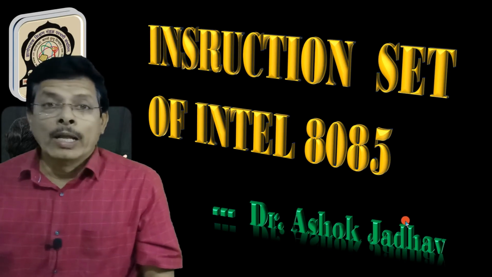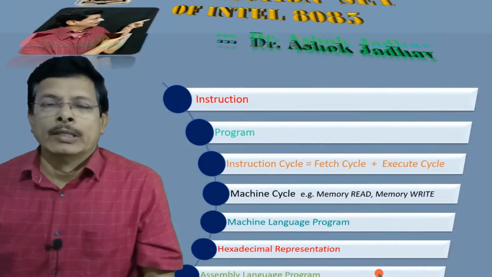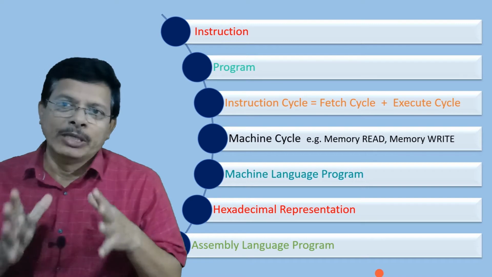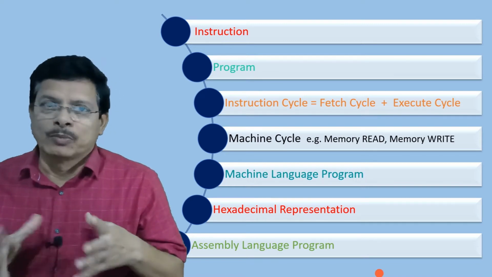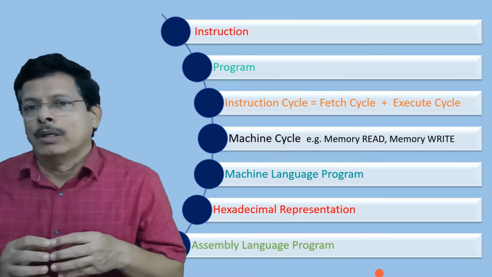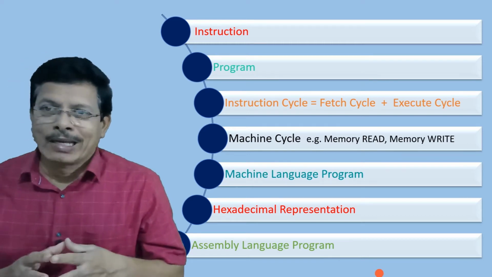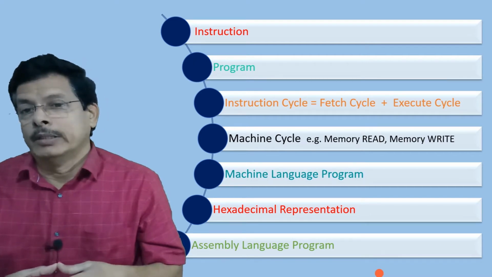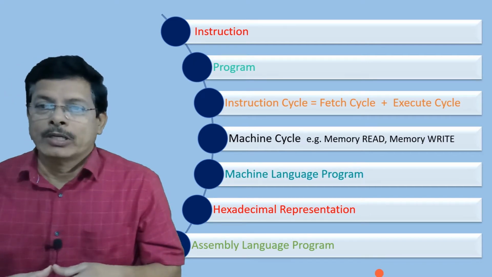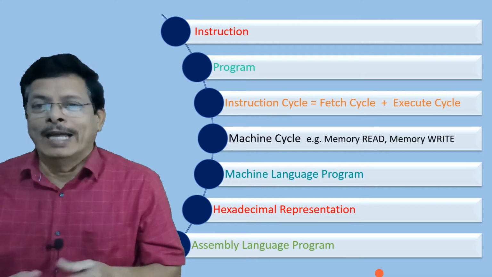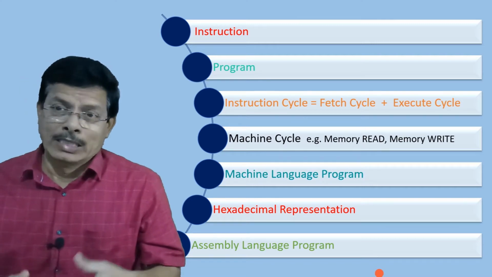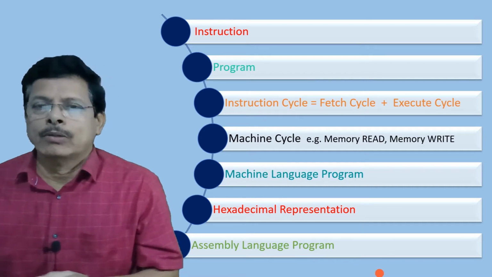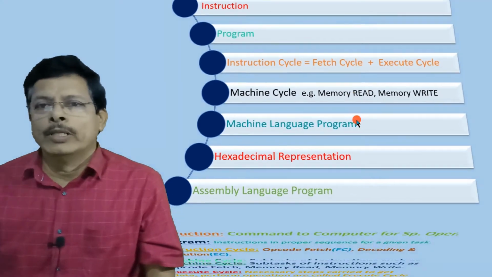So, the outline of today's lecture is like this. We shall see what is the meaning of instruction, what is a program, and what is instruction cycle, then fetch cycle and machine cycle, and if time permits we shall see some diagrammatic representation of instruction cycle and parts of some instruction cycles. So let us study what is an instruction.